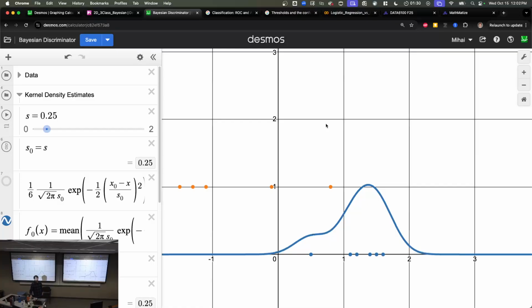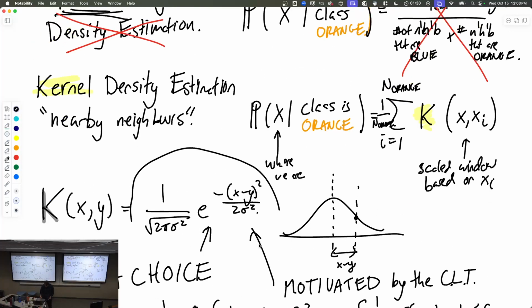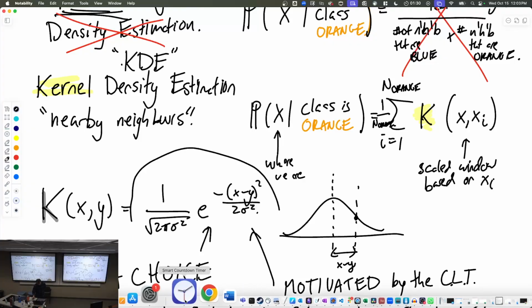Any questions or comments about how I made this funny blue curve? That's called kernel density estimation. This is a common acronym. People call this KDE. So if you see KDE, now you know what KDE means. It's a really common way, given data points, to summarize the data as a density.